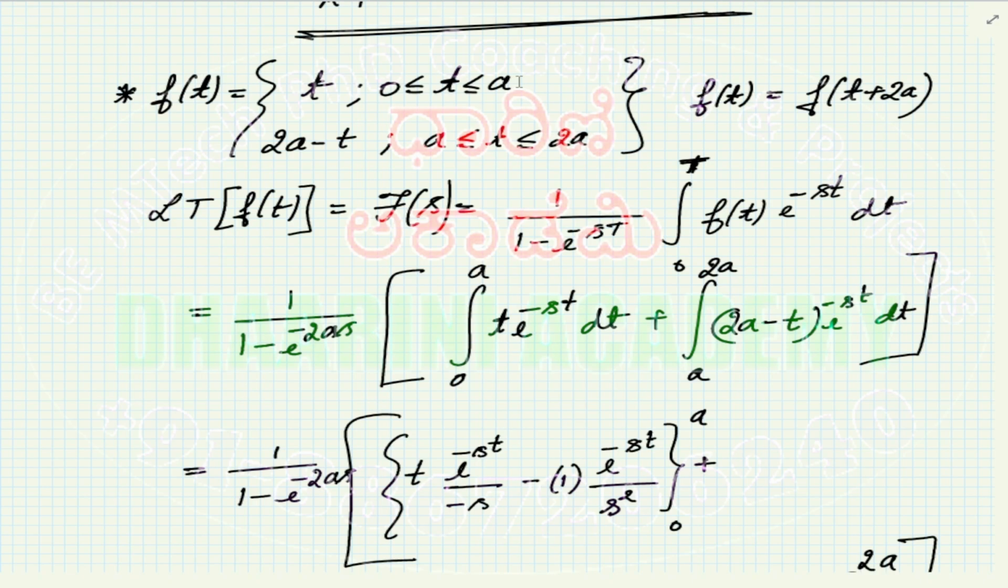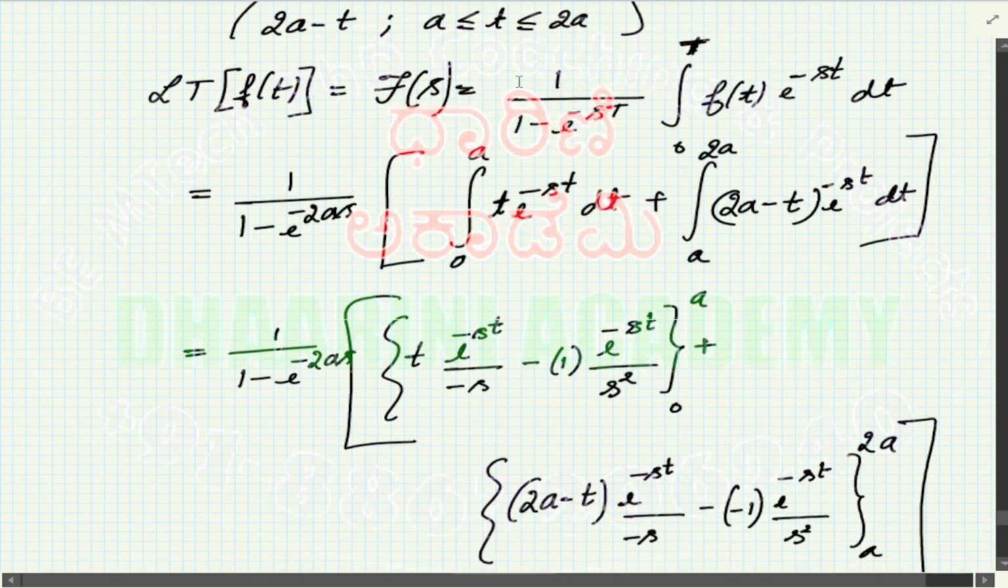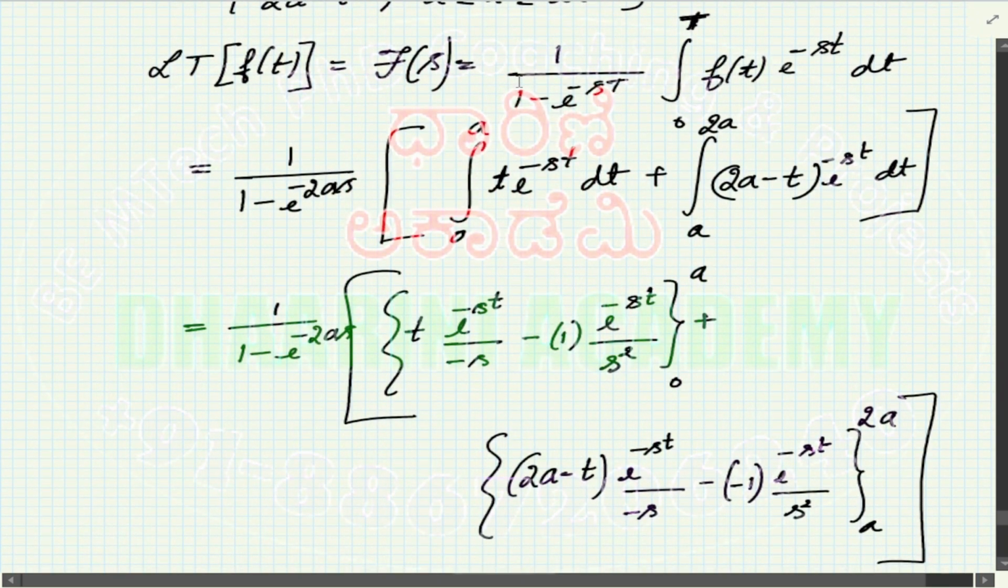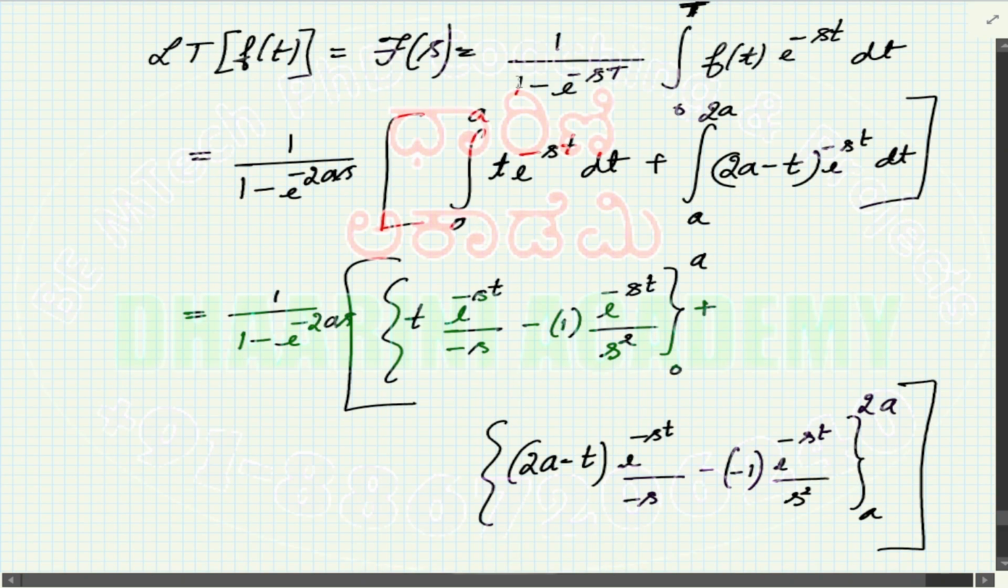So wherever I see a capital T, it has to be 2a. Apply the property: 1 by 1 minus e to the minus 2a. But inside the bracket, the integration will be split up into two parts, since the function is defined in such a way that there are two parts. So there are two integrations to be performed. It's just integration. Please go through this and let me know if you have doubt.